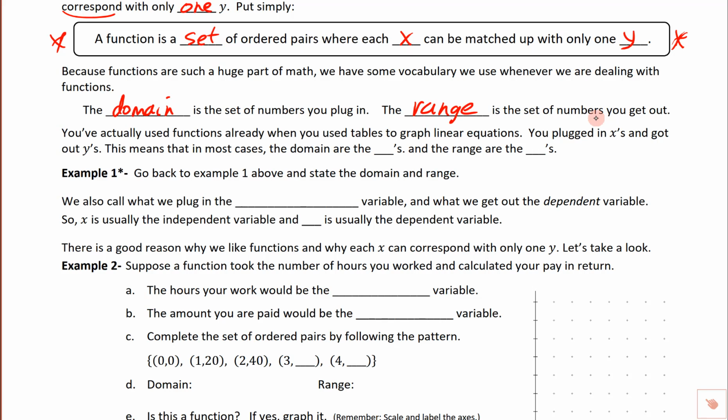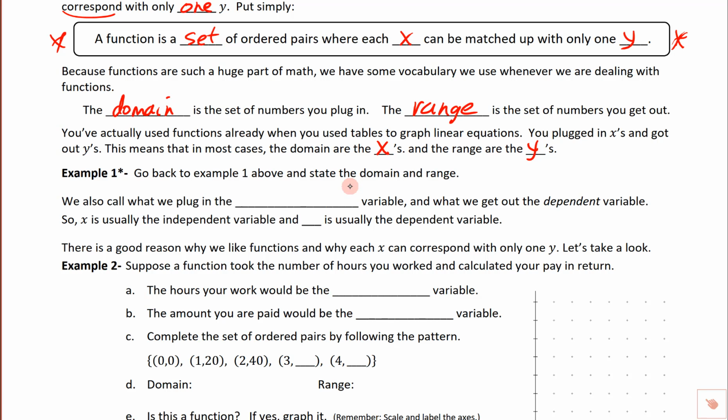Now, if you think about it, you've actually used functions already. When you first learned how to graph linear functions, you probably did an xy table, you plugged in an x, and then you got the y, and then you graphed that. So most of the time the domain is the x's, and the range are the y's, because we plug in an x and then what we get out is a y.